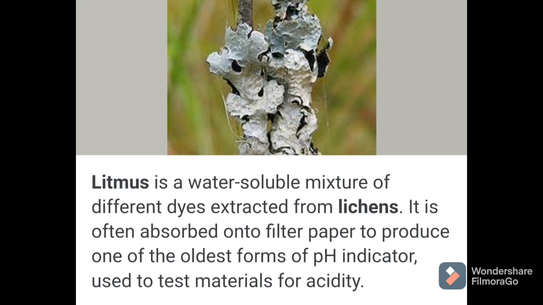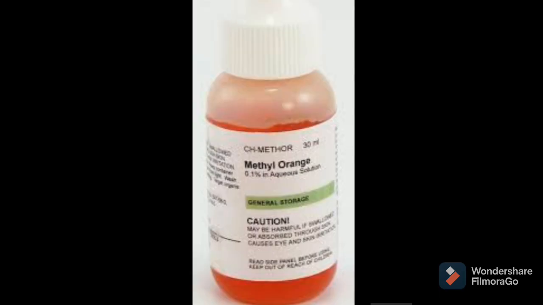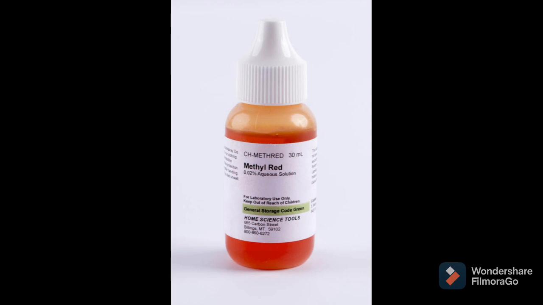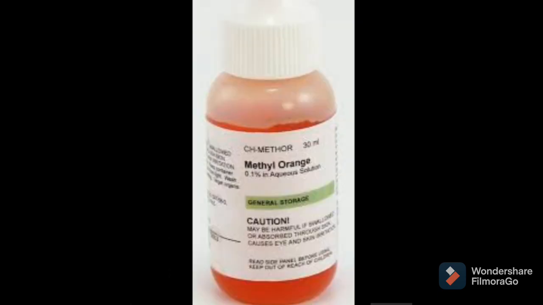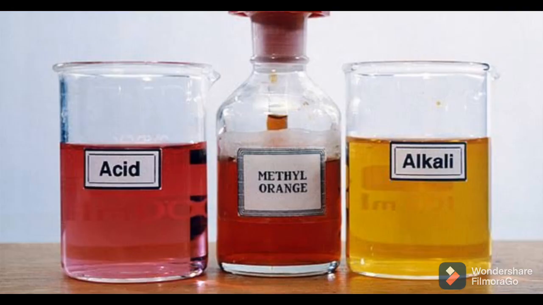So today we are going to study two different synthetic indicators also. One is methyl orange and the second is methyl red. Methyl orange is basically orange in color, and this methyl orange turns red in acidic medium and turns yellow in basic medium, and it remains orange in neutral solution. Students, remember all these colors.